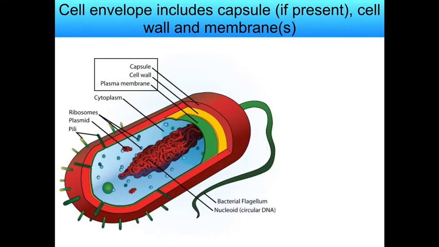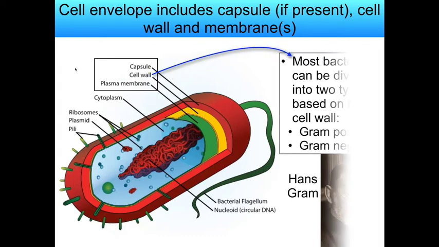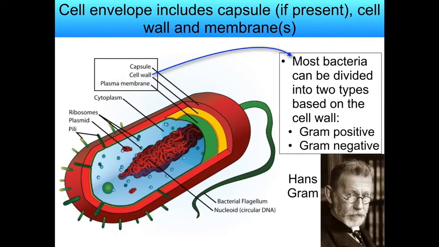So bacteria have a cell envelope, and that envelope includes a capsule, if they do have a capsule, a cell wall, and a plasma membrane or cytoplasmic membrane. Now, some bacteria have two membranes. Now, way back in 1884, Hans Christian Gram noticed that most bacteria could be divided into two types, based on whether they held onto a stain or lost a stain when they were treated with alcohol acetone. We now call these designations gram-positive and gram-negative in deference to him.